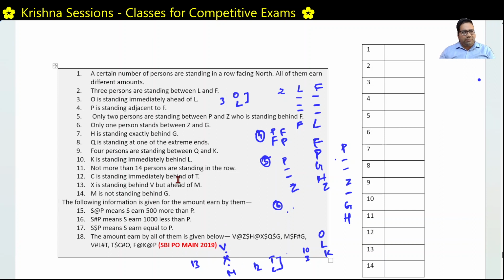M is not standing behind G. That means M is above G only. Condition number 14.